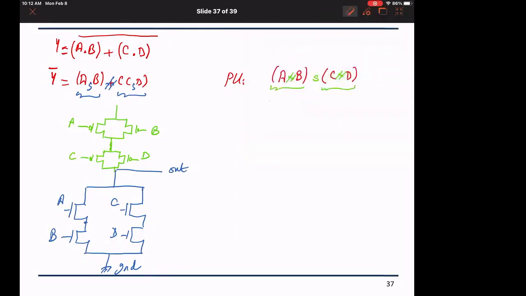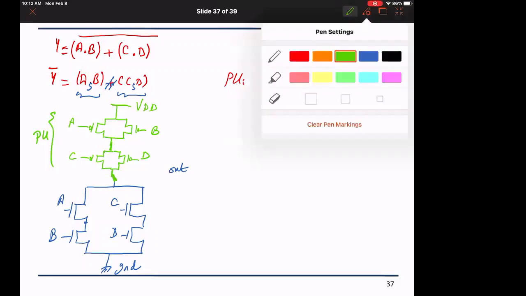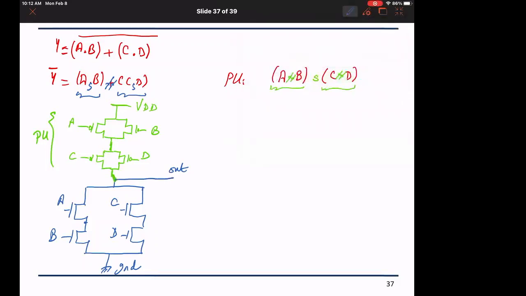So let us make little way here for this. And those two blocks are in series. This comprises my pull-up network here, and the whole pull-up network should be between VDD and the output node. Okay, I could have put C parallel to D up and A parallel to B down, but what matters is that this is the first block that I execute, second block that I execute, and then they are in series. So anybody has any question?